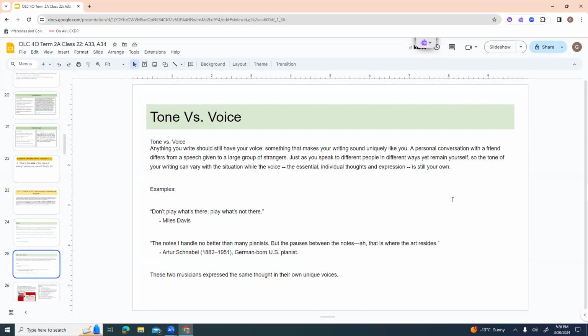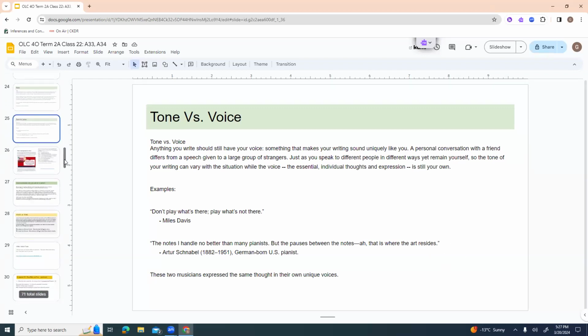They're both talking about how the negative space in music, how you put the notes together or spread them apart, is part of what creates good music. But they said it in very different ways. One is very short, straightforward, kind of punchy. One is deliberately longer, more poetic. So that's the idea of tone.